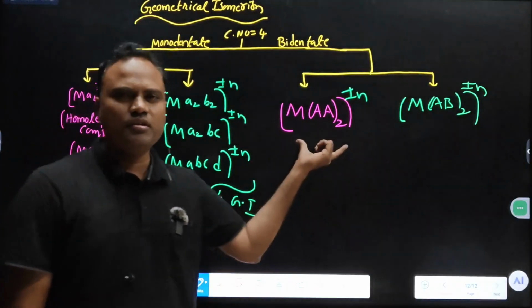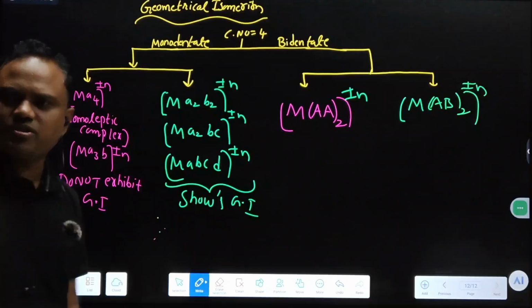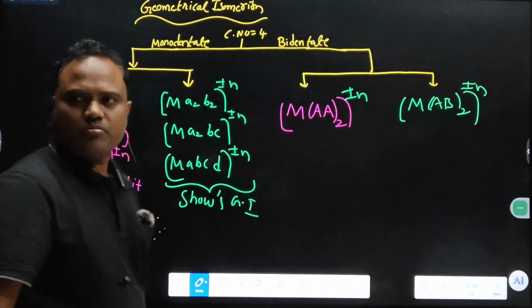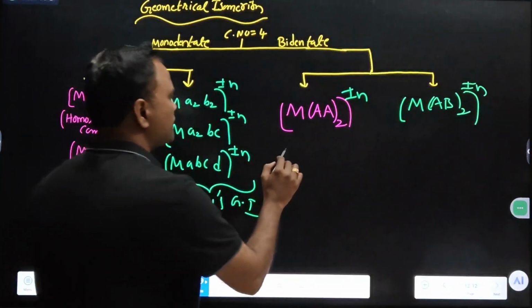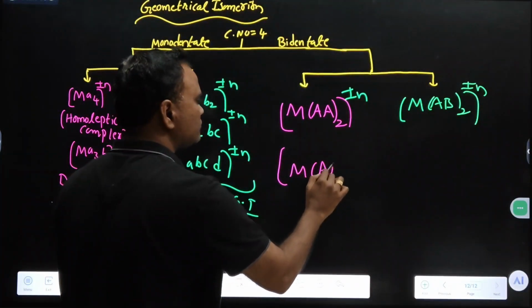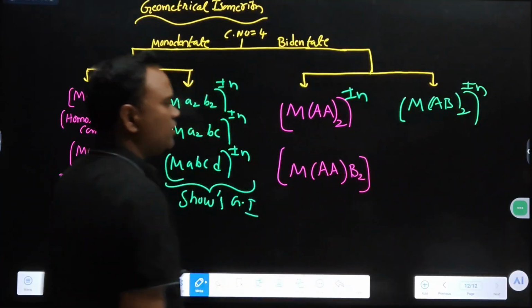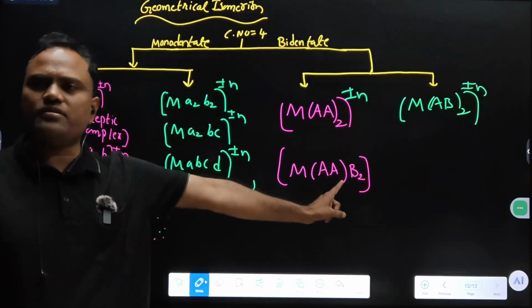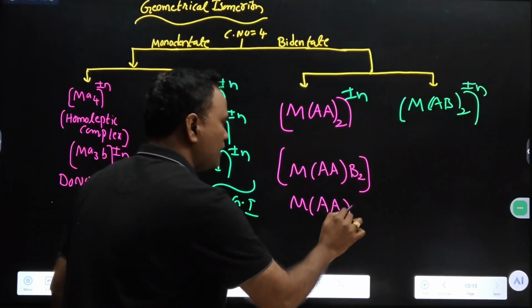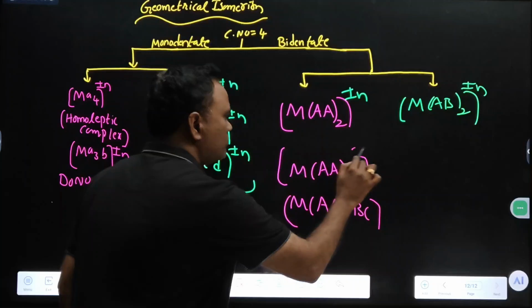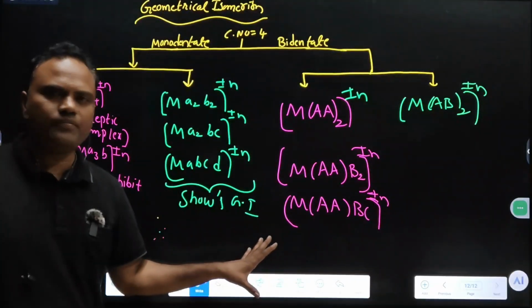Clear? Tell me, on this side what I have to write? This color, do not exhibit. One more example is also there here. Just a second. MAAB2. MAA, I didn't write taken twice. Taken twice. MAABC do not show. I'll give examples for each and every category.